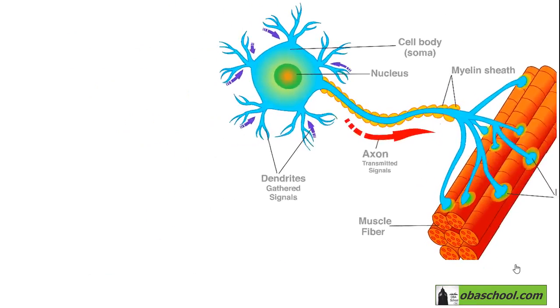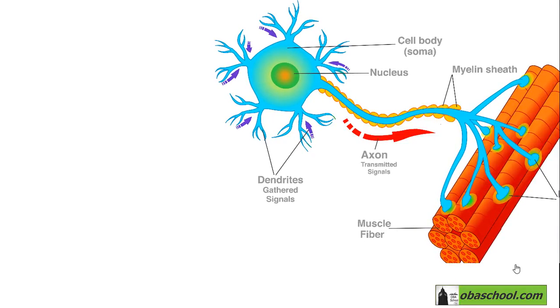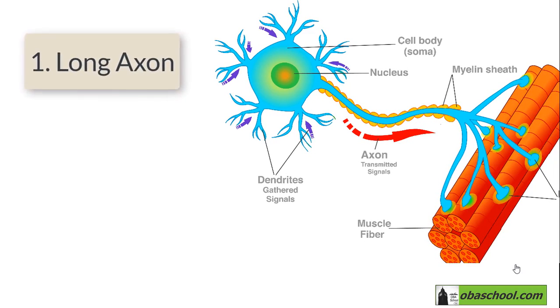The first adaptation of the motor neuron is that it has a very long fiber called the axon. The axon allows the neuron to pass the impulse. So, notice the length of this axon in the motor neuron. Because it's very long, it allows the motor neuron to carry messages up and down the body over long distances.